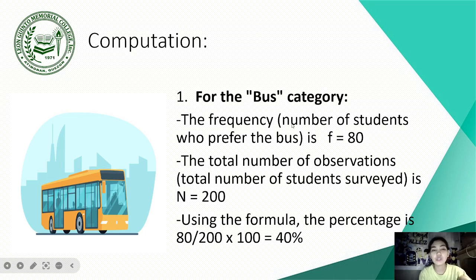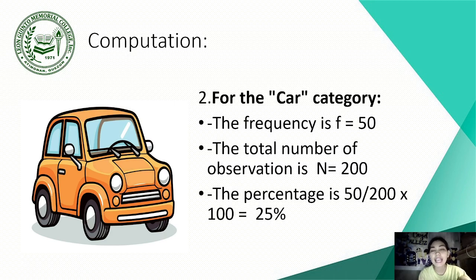So for the bus category, the frequency, which is the number of students who prefer the bus, is 80. Then the total number of observations is 200. Using the formula, the percentage is 80 divided by 200 times 100, which equals 40%. For the car category, same solution. The frequency is 50, the total number of observations is 200, and the percentage is 50 divided by 200 times 100, which is 25%.